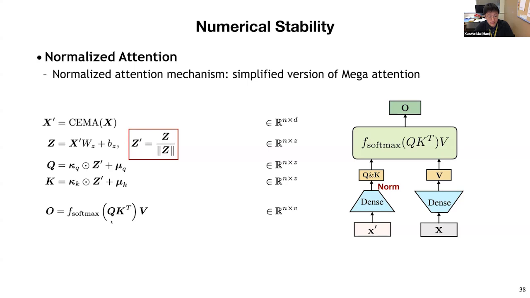attention matrix. In the standard attention mechanism, we need to compute the Q and the key, divided by the square root of D. But here, because we have already done the normalization, we do not need the scale term of square root of D.